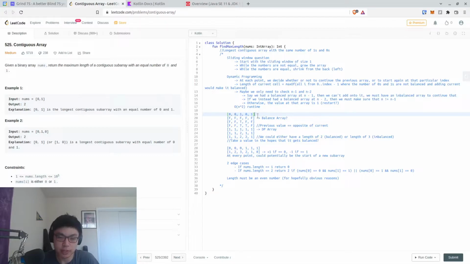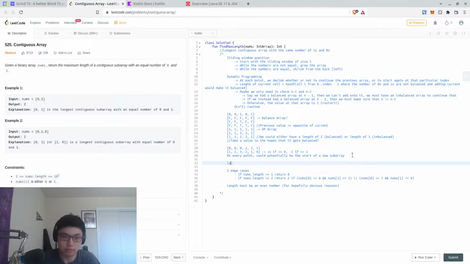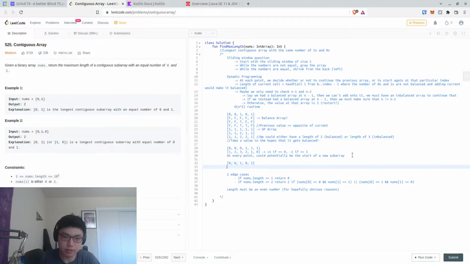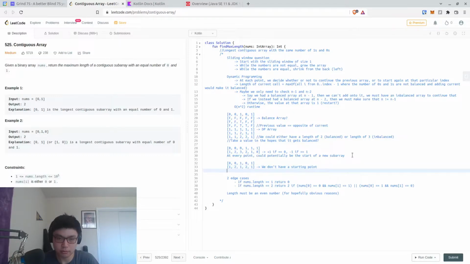Because for example, this one would be 0, 0, 1, 0, 1. And this would be 1, 2, 1, 2, 1. And then in this case, we don't have a starting point. Unless we want to start from here and say, okay, 1, 0, 1, 0. But then we potentially miss out, if we had a better value on this side, then we would miss that.